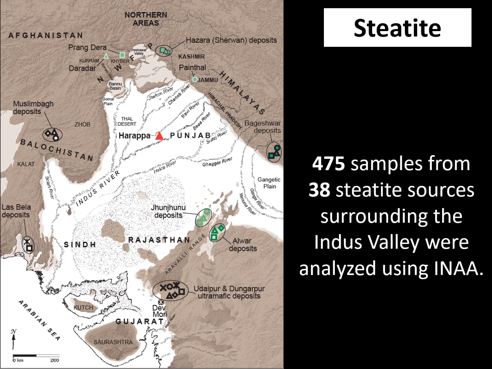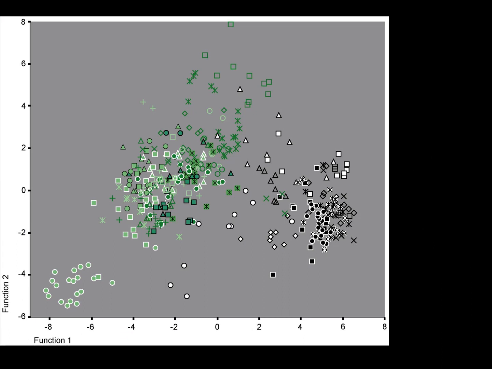Back to the steatite study. To date, 475 samples from 38 individual steatite sources surrounding the Indus Valley have been analyzed using instrumental neutron activation analysis. The resulting data were evaluated using canonical discriminant analysis, which produces maximum statistical separation between the individual sources.